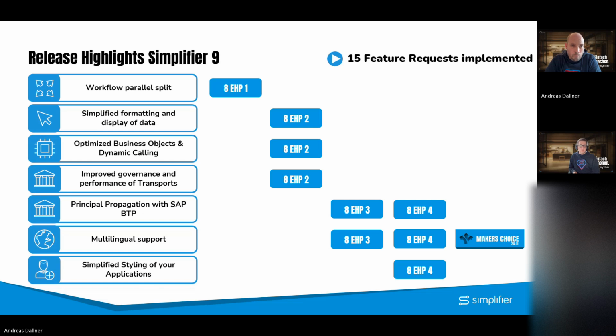And last but not least, we launched our Simplifier Designer. With this, it's really easy to style your applications according to your CI. So you can very easily choose primary, secondary colors, or typography and these kinds of things. And it makes it really, really easy and quick for you to do this. Yes, so this was released in the EHP4.